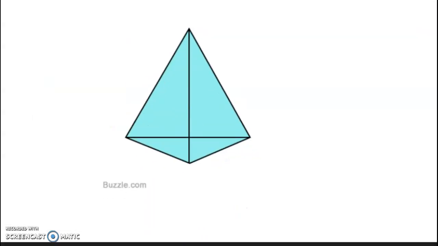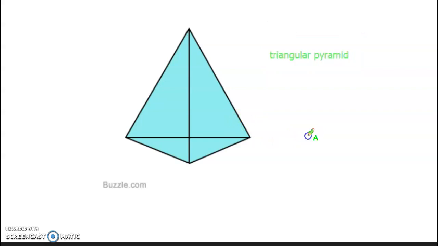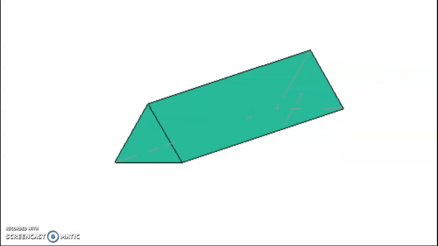This one, I'll give you a second to think about it. What do you think this one's going to be? Okay, since there's one pointy top, we call that a pyramid. And since the bottom is a triangle, we call that a triangular pyramid. Okay, triangular pyramid. Next one.